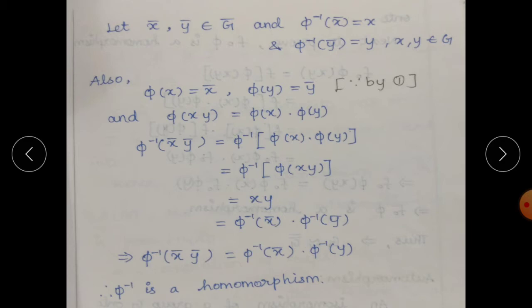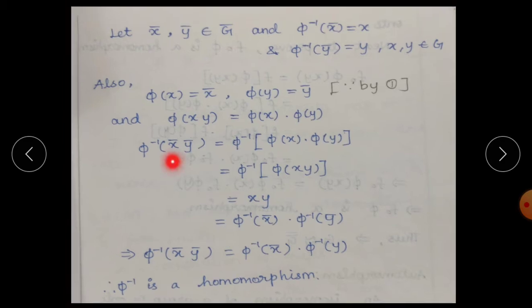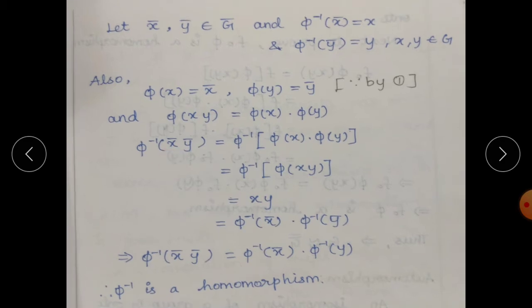Now we have to show that phi inverse is a homomorphism, meaning phi inverse of x bar times y bar is equal to phi inverse of x bar times phi inverse of y bar. So we have to take phi inverse of x bar times y bar on the left hand side. For this we write phi inverse of, instead of x bar you write phi of x, instead of y bar we write phi of y. So phi of x times phi of y will be phi of xy, since phi is a homomorphism.